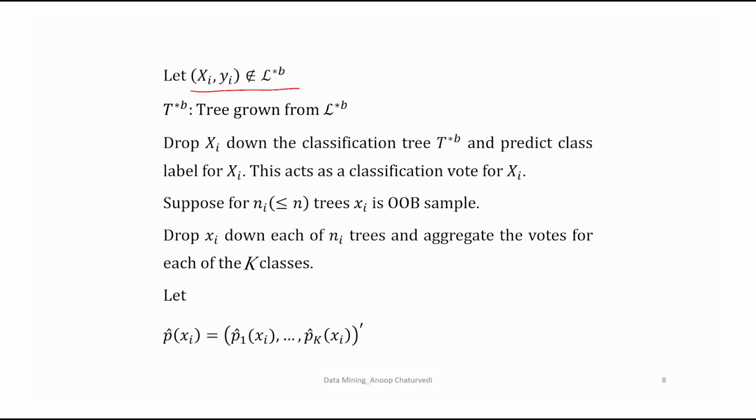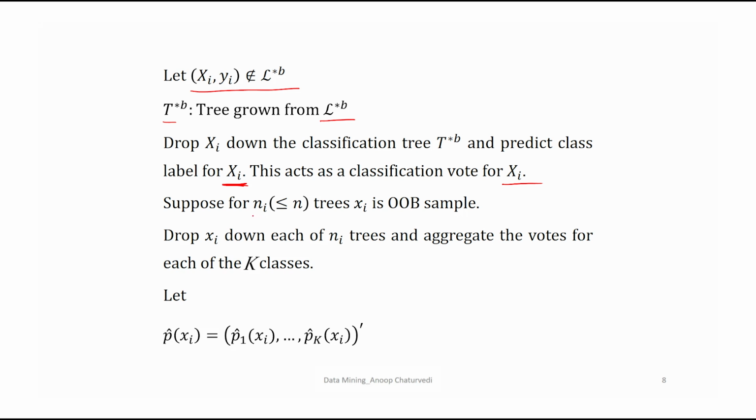Now, suppose (xi, yi) does not belong to L*b, meaning (xi, yi) is an out of bag observation. Then T*b is the tree grown from L*b. Then we drop xi down the classification tree T*b and predict the class label of xi. And then this acts as a classification vote for xi. The class in which this input observation reaches when it passes through the classification tree gets 1 vote.